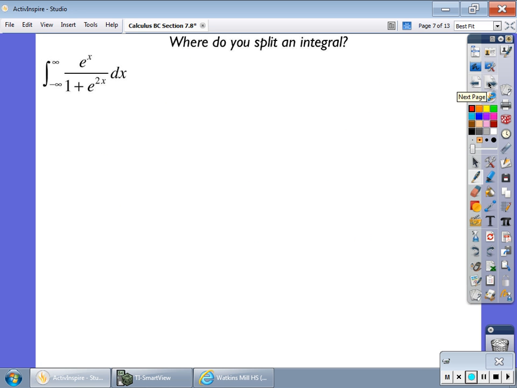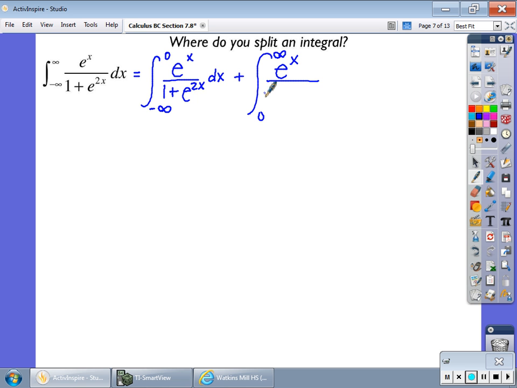Okay, so where do you split an integral? I'm looking here at the integral from negative infinity to positive infinity. Now, I'm not too sure there's any really good values to choose from, so I'm just going to choose an easy one. I'm going to choose 0. So we're going to say that this is the integral from negative infinity to 0 of e to the x over 1 plus e to the 2x dx. And then we're going to add to that the integral from 0 to positive infinity of e to the x over 1 plus e to the 2x dx.